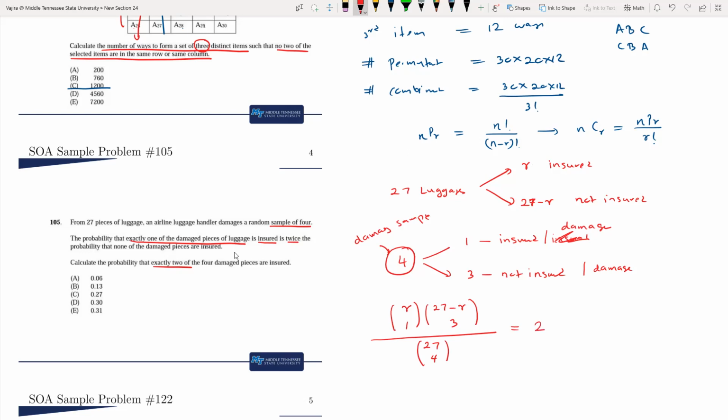The probability that none of the damaged pieces are insured. So none of the damaged pieces are insured, so you don't want any insured one in this set. So R choose 0, and then all the damaged pieces need to come from the not insured ones.